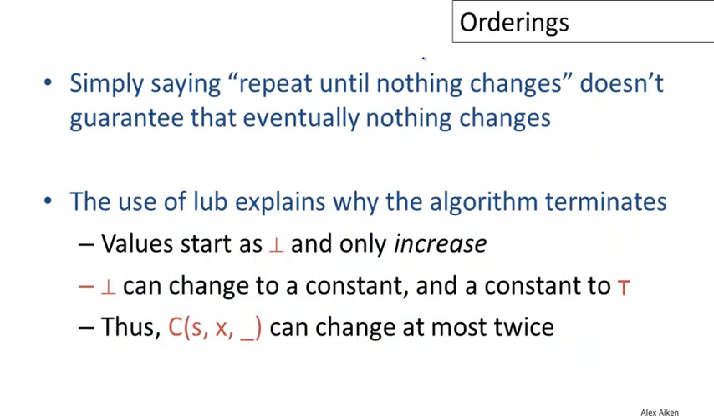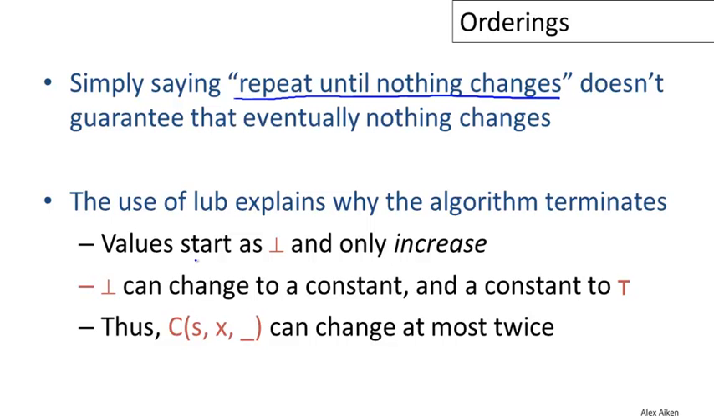The ordering on abstract values also helps to clarify another important aspect of our analysis algorithm, which is why it terminates. Remember that the algorithm's termination condition is to repeatedly apply the rules until nothing changes, until there are no more inconsistencies in the control flow graph and no information left to update. But just because we say we're going to repeat until nothing changes, that doesn't guarantee that eventually nothing changes. It could go on forever, with new inconsistencies introduced with every update. The ordering shows why that can't happen, and the algorithm is guaranteed to terminate.